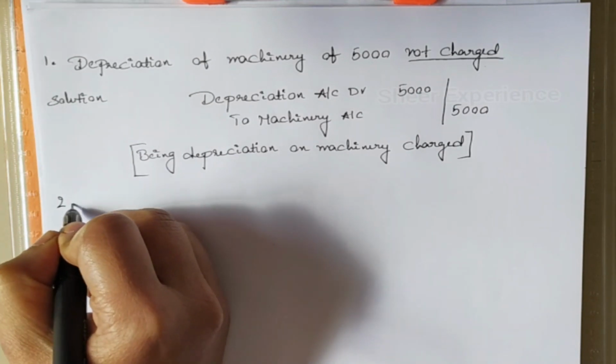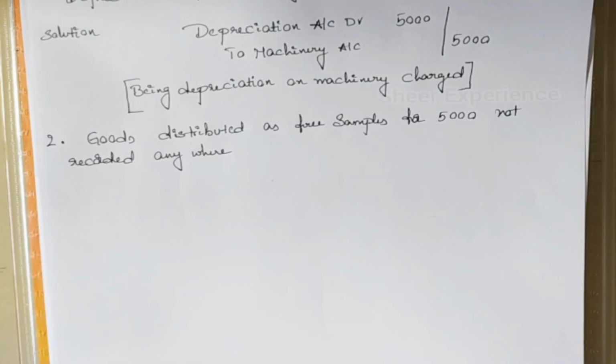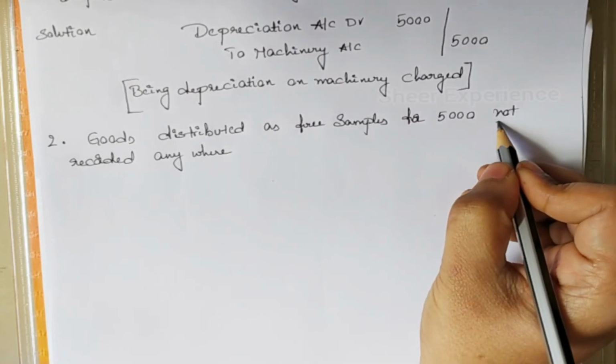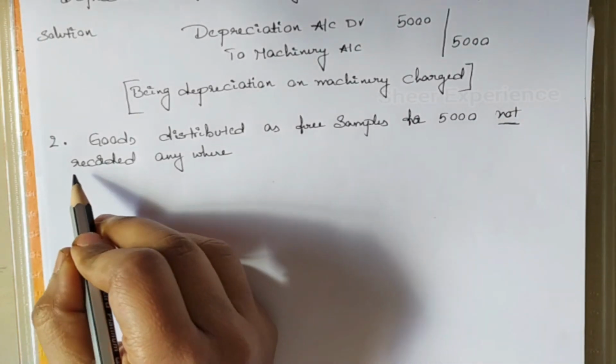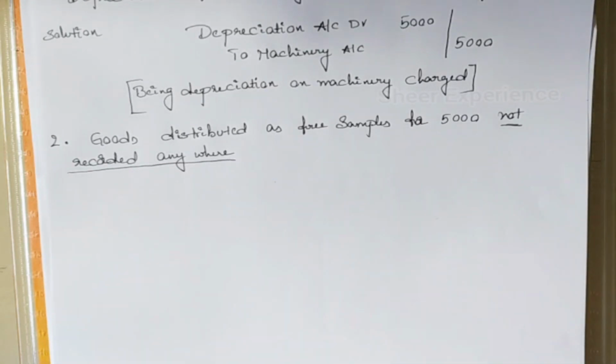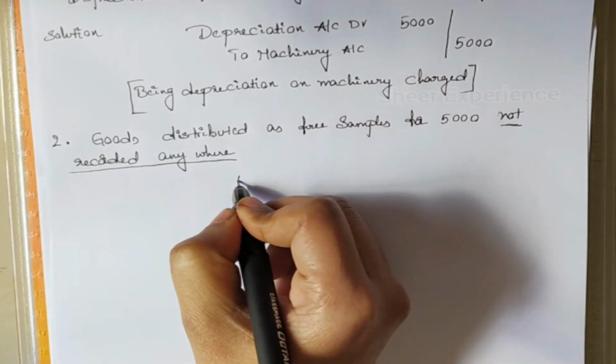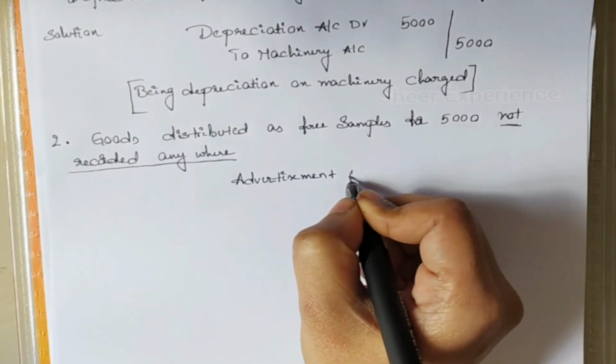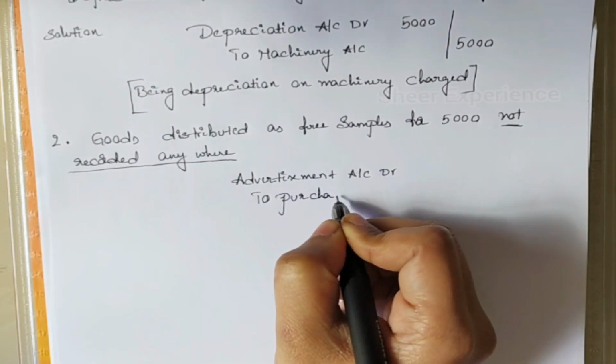Our next error is goods distributed as free samples for 5,000 not recorded anywhere. The error states not recorded anywhere. So we haven't recorded the journal itself. So here also we will record the journal. The solution is advertisement account debtor to purchases account.